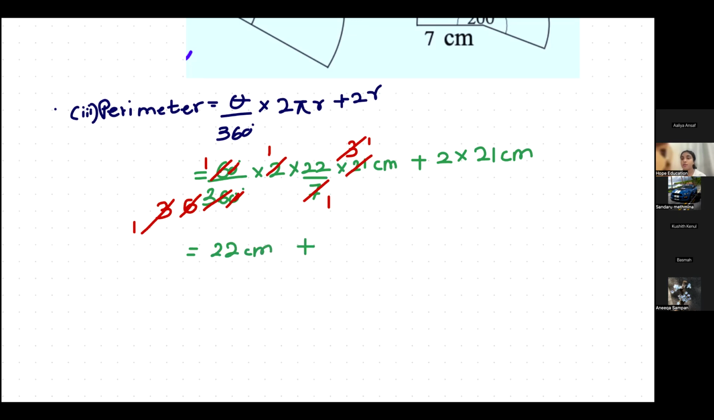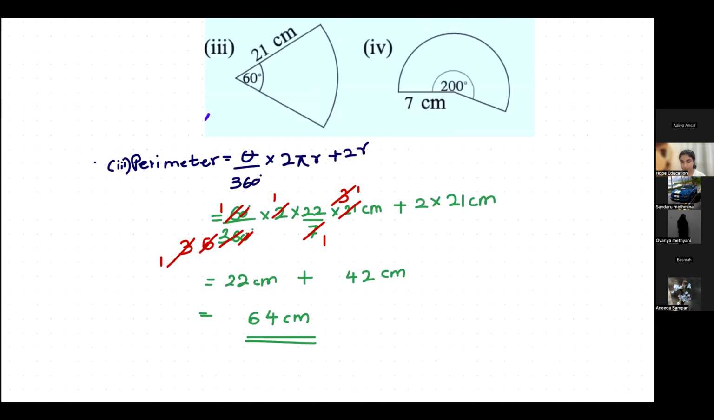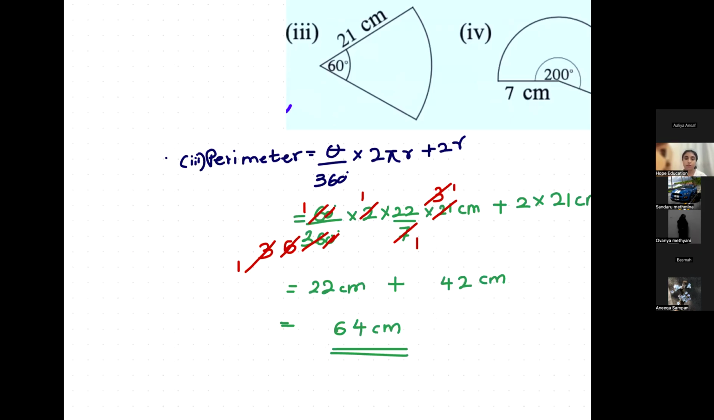Plus 2 times 21. 2 times 1 is 2. 2 times 2 is 4. That is 42 centimeters. Now we add 2 plus 2 is 4. 4 plus 2 is 6. We get 64 centimeters. Did you all get this answer? Yes, teacher. Others? Thumbs up. You can even give me a thumbs up if you can't unmute. If you didn't understand, let me know.